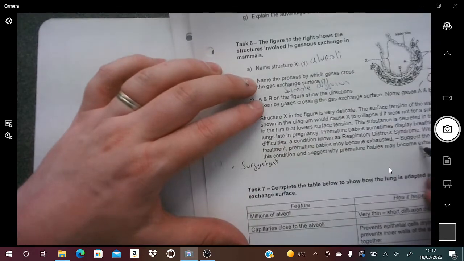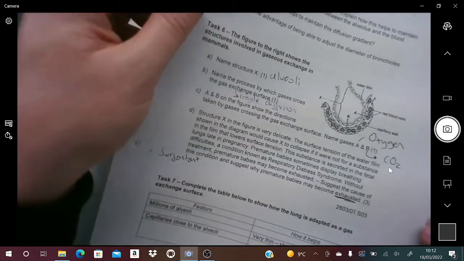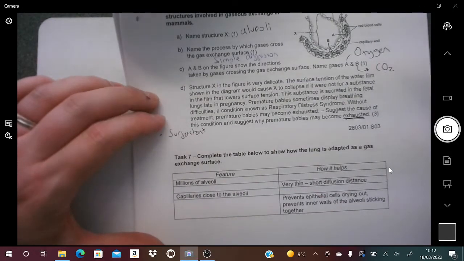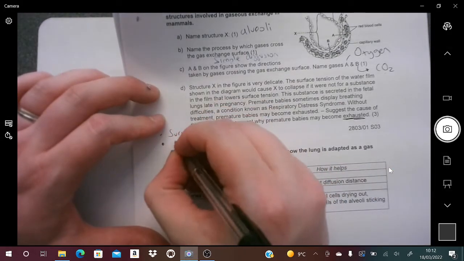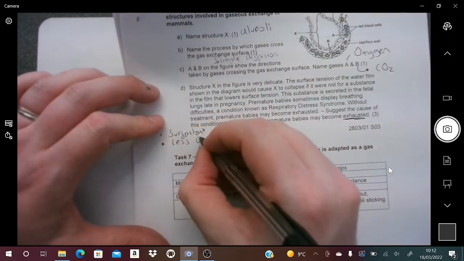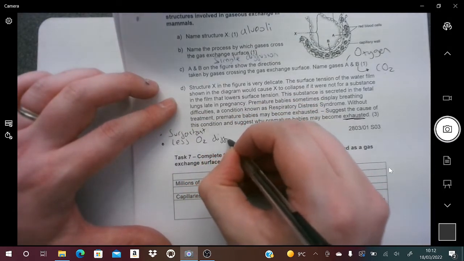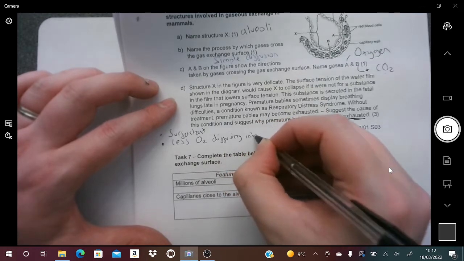But the rest of the question is linking this idea of exhaustion to babies that have breathing difficulties. And why, if you've got breathing difficulties, you may become exhausted. So your actual idea is going, if you've got breathing difficulties, there's going to be less oxygen diffusing into blood per breath.